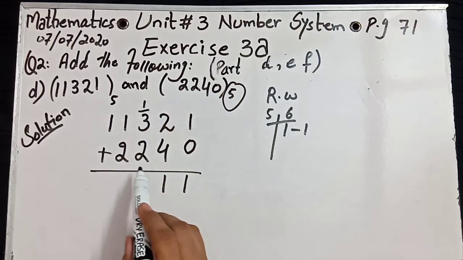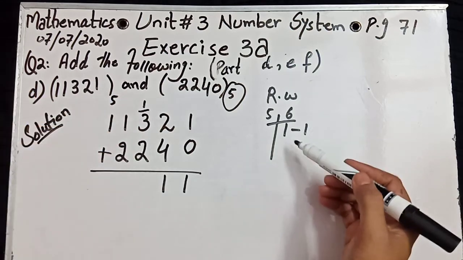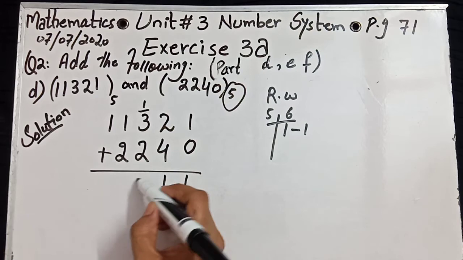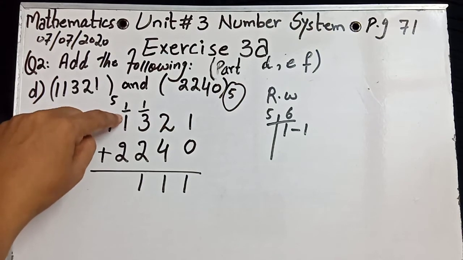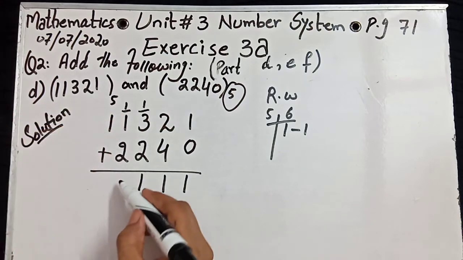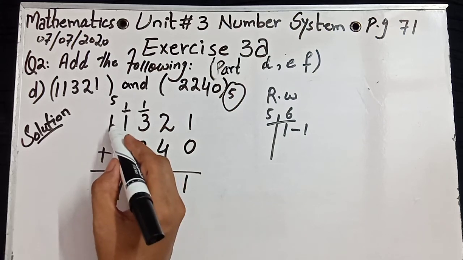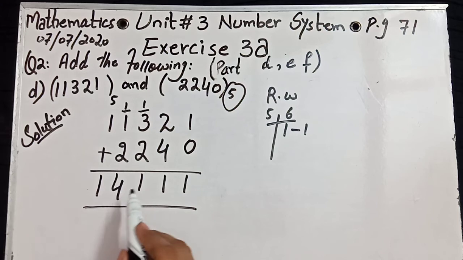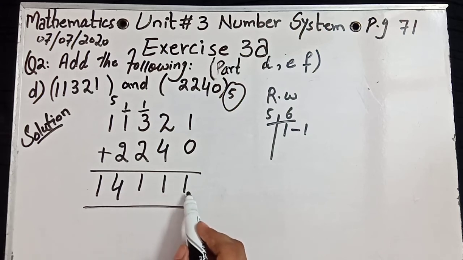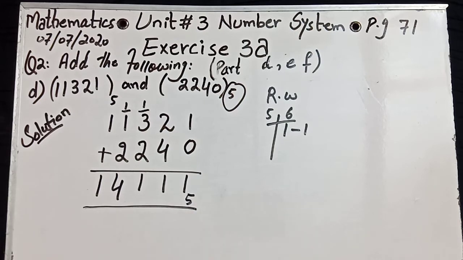3 plus 1 is 4, 4 plus 2 is 6. Clear? 6 equals 11 again. 1 carry. 1 plus 1 is 2, 2 plus 2 is 4. 4 is less than 5, so copy it down as it is. Now over here we have only 1, so copy it down as it is. Okay, 14111 base 5 would be the answer after adding.